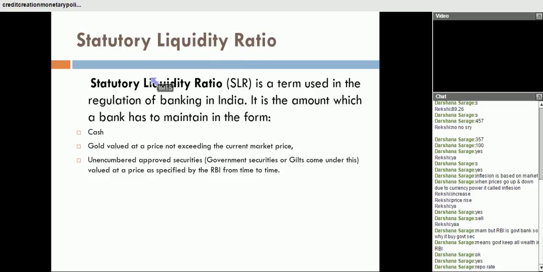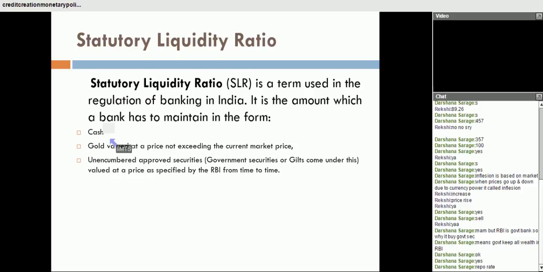Then similar to that, there is an SLR, that is the statutory liquidity ratio. It is a term used in the regulation of banking in India. It is the amount which a bank has to maintain in the form of cash or gold valued at a price not exceeding the current market price, or unencumbered approved securities. Means there has to be a balance between these three.